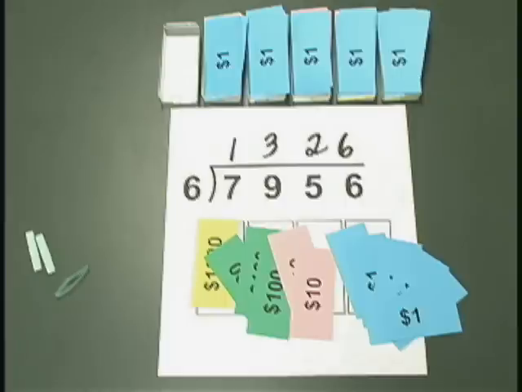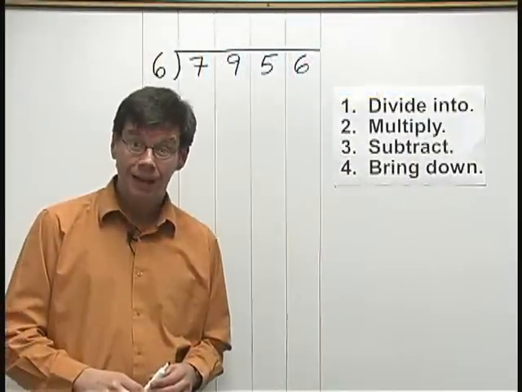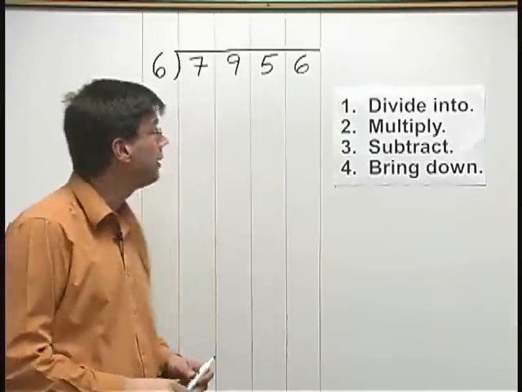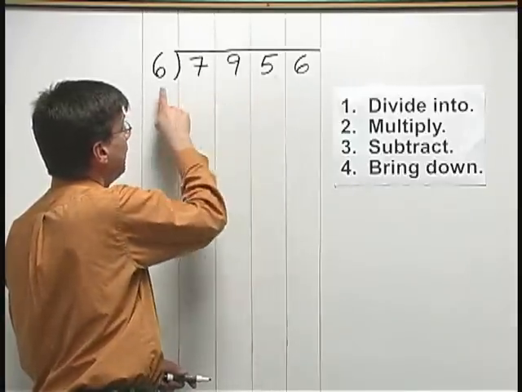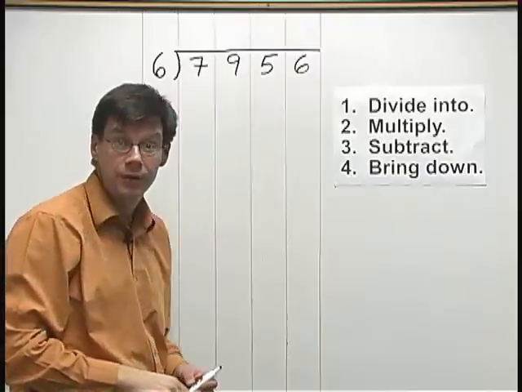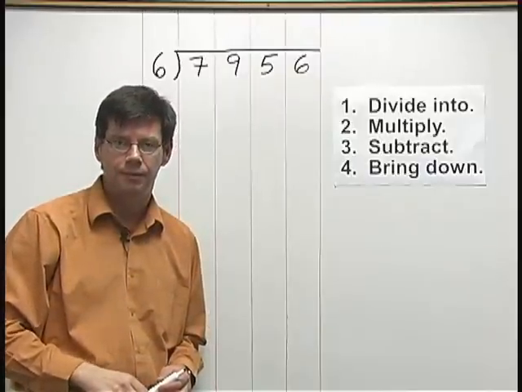Now, what I'd like to do is go up to the whiteboard, and we're going to redo this same problem using the long division process. We won't use money to help us. We'll just work it out with pencil and paper. Now let's go ahead and divide 7,956 by 6 using the long division process.